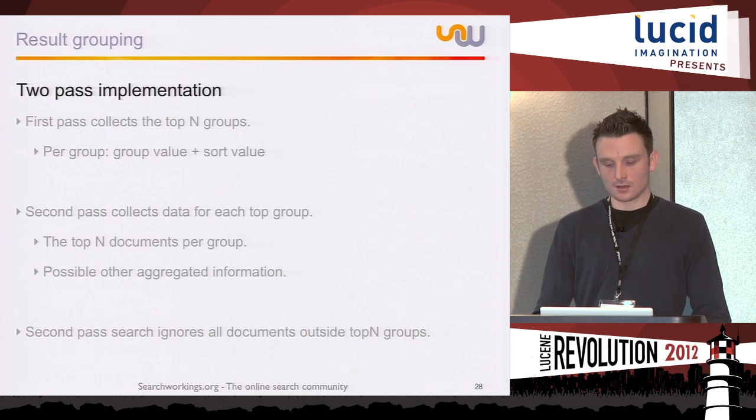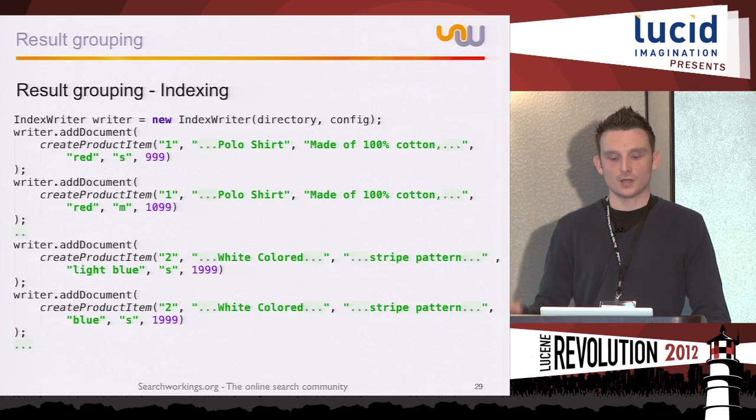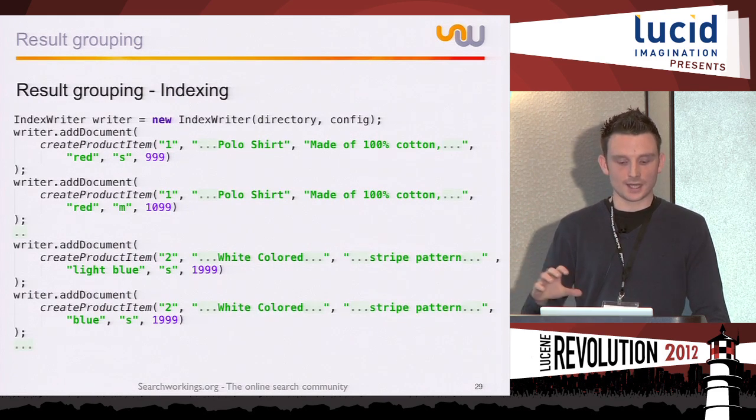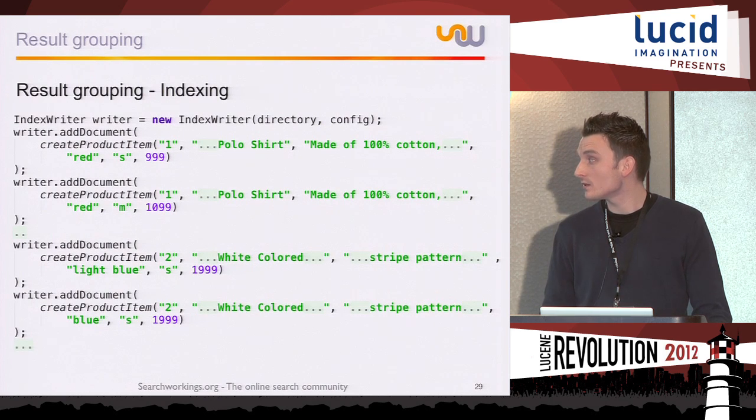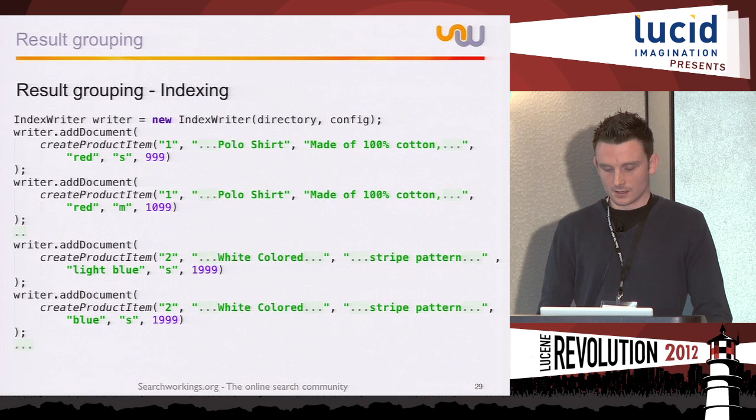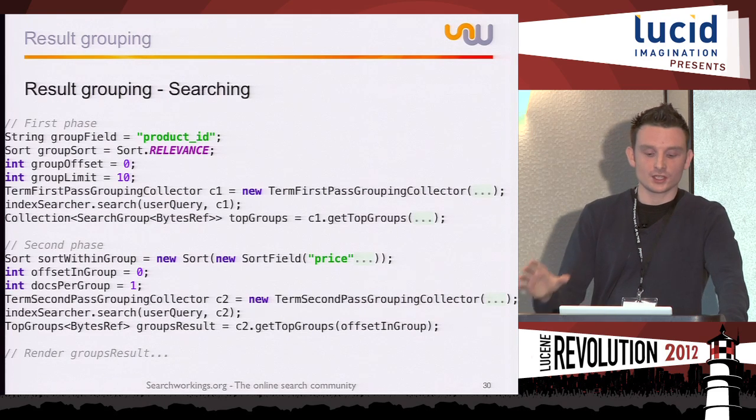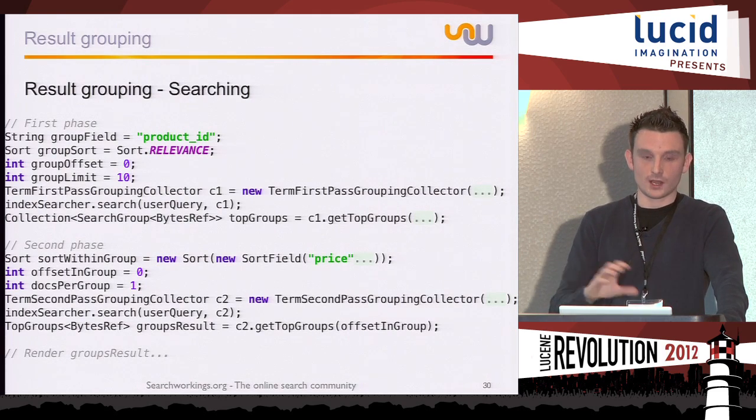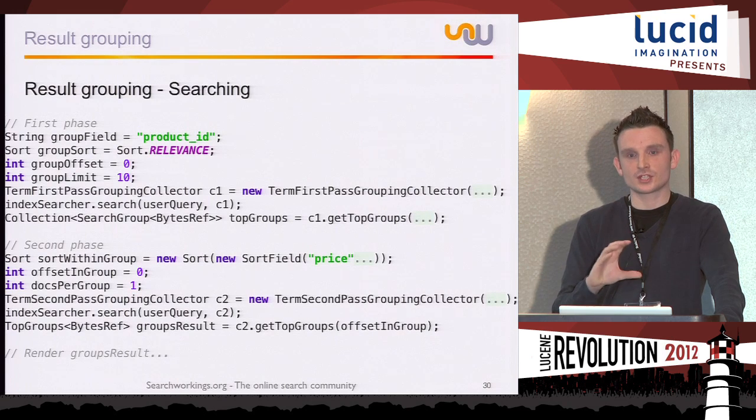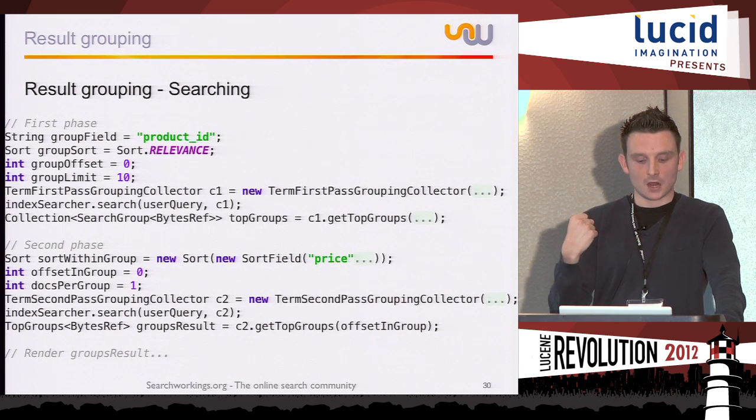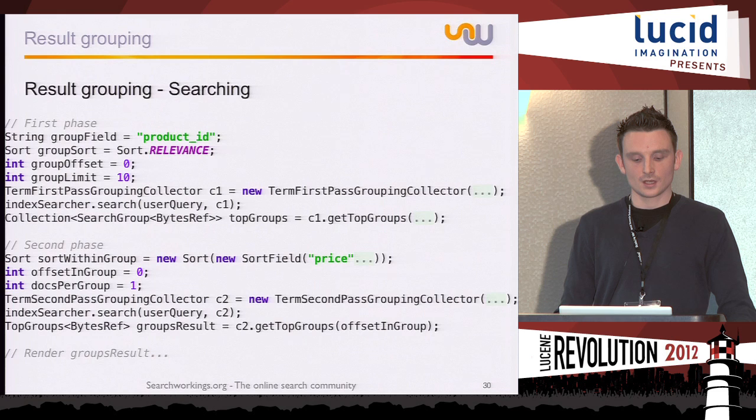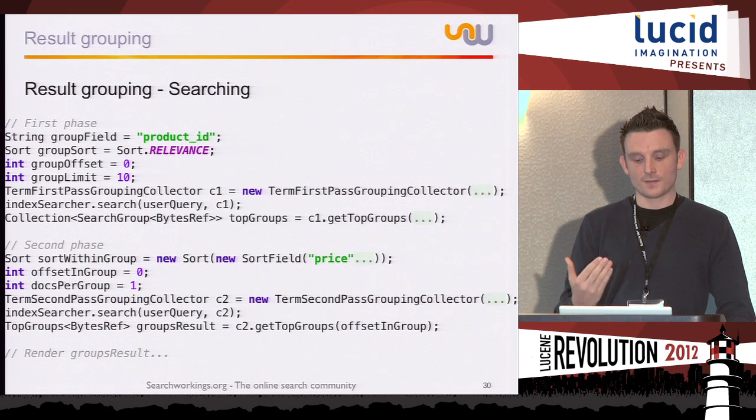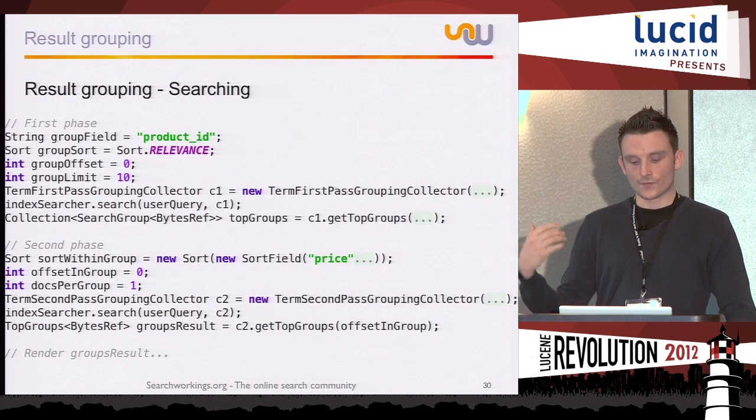So if we go into indexing data again, we index basically all product items with the product data. This looks quite straightforward. But let's take a look at the searching part. So we have to decide on what field we want to group, a product ID, for example. Now we have to decide how we want to sort the groups, for example, relevance. Then we decide how many groups we actually want to return to the user. This information is used as input for the first pass collector.